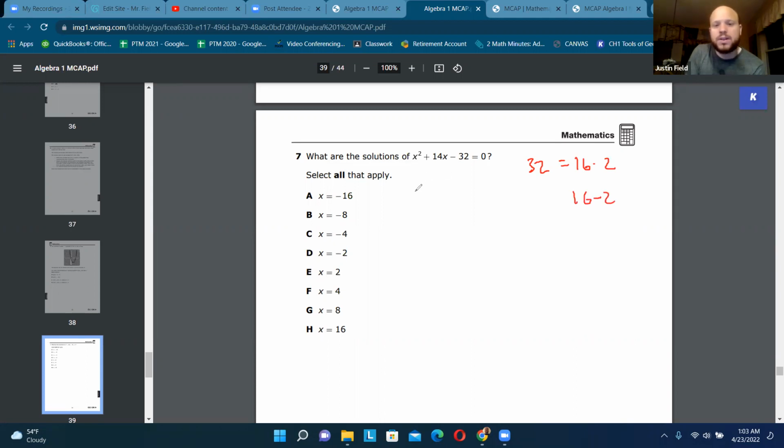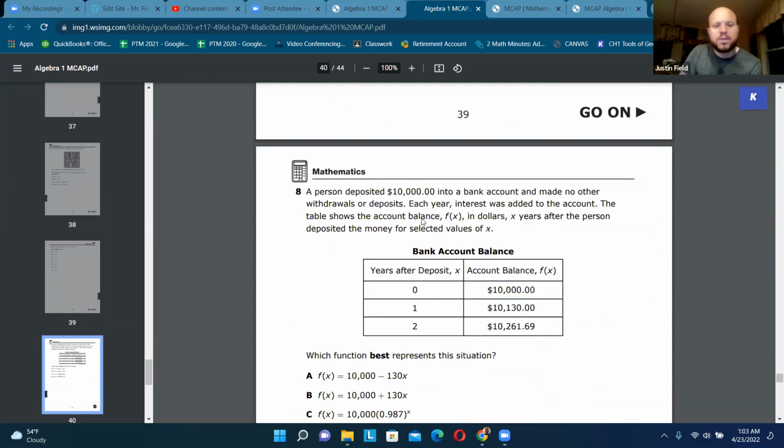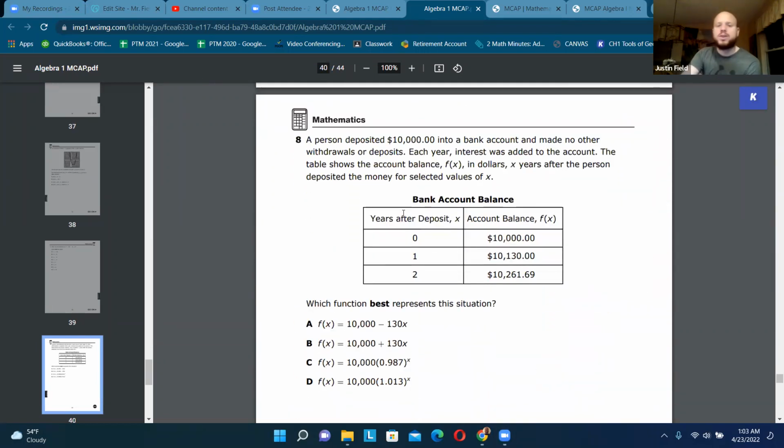That's 14, right? So x plus 16, x minus 2 equals 0. That's how that factors. That standard form goes to that factor form. And our solutions would be negative 16 and 2. Done. Factor it. You can do the quadratic formula too. Right, I'm done. I factored.